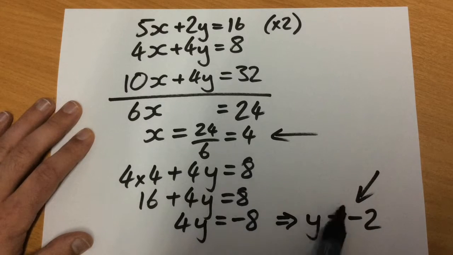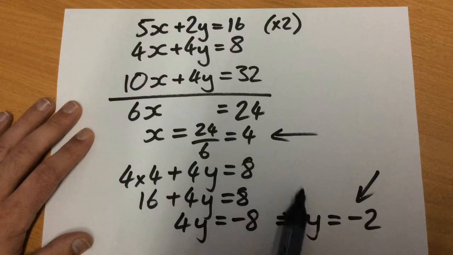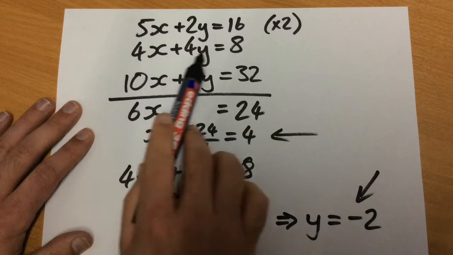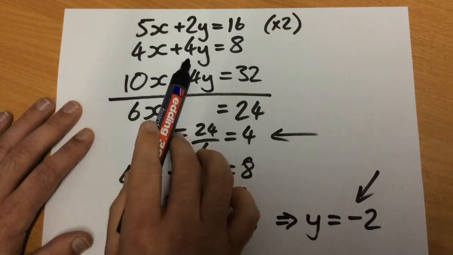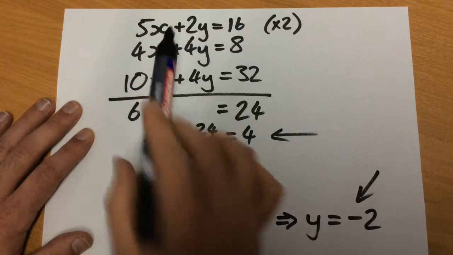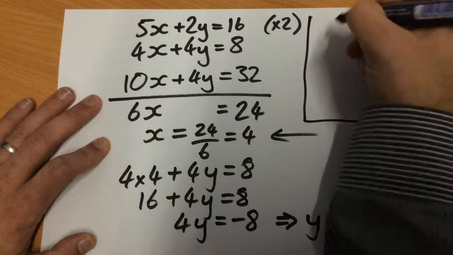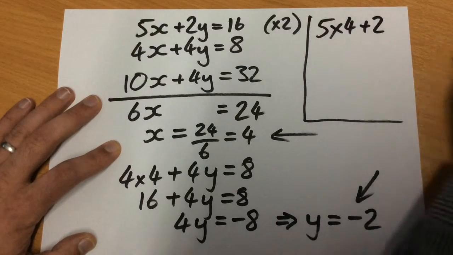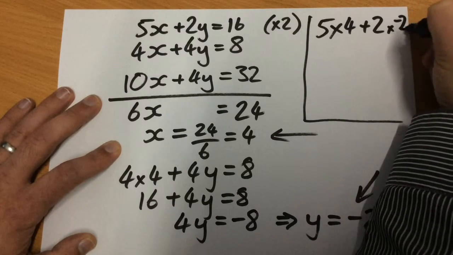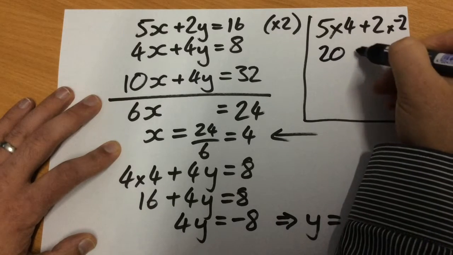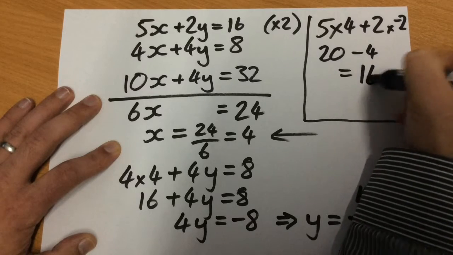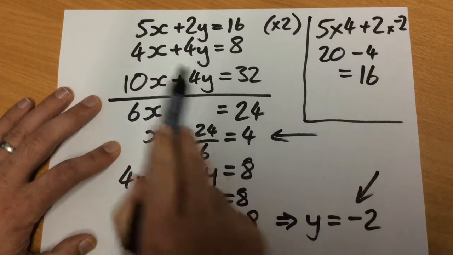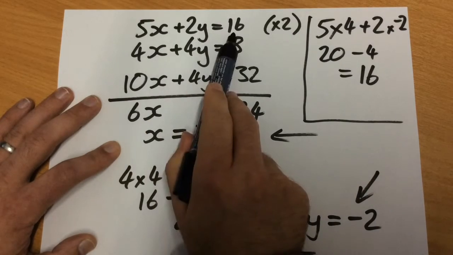When you've got two solutions, what you can do is you can take both of these and substitute them into another equation just to make sure it works. We used this one before to find the value of y, so I'm going to substitute them both into this one. 5 times my value of x plus 2 times my value of y gives me 20 minus 4, which is 16, which is the same as the value I had up here. So I know that both of these values work. They work for this equation and they work for this equation.